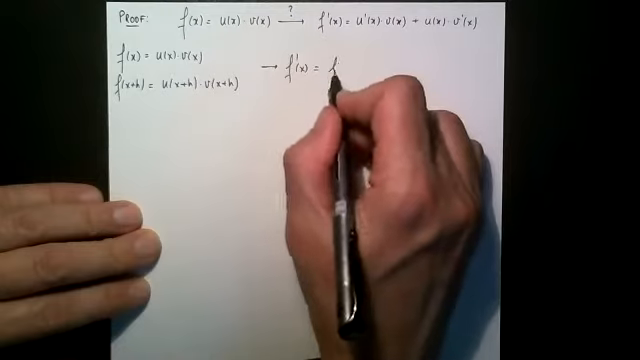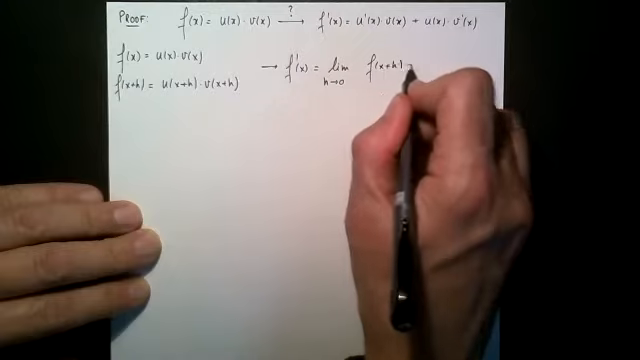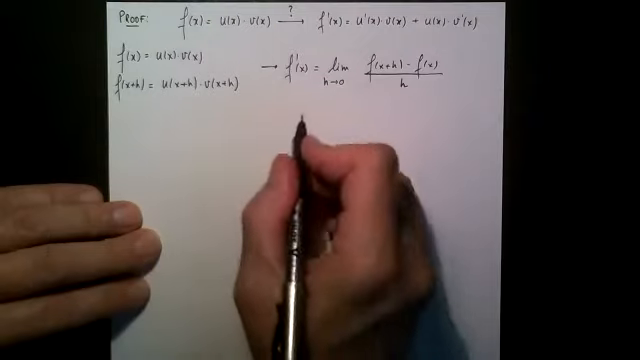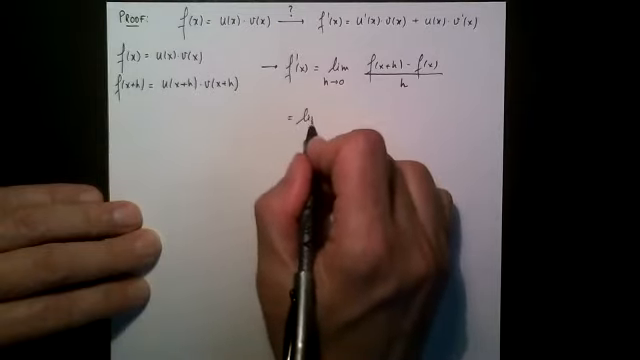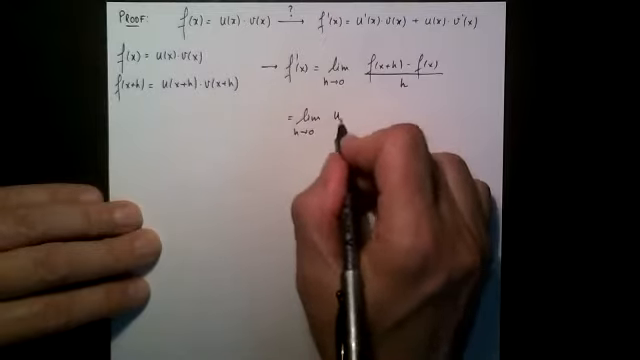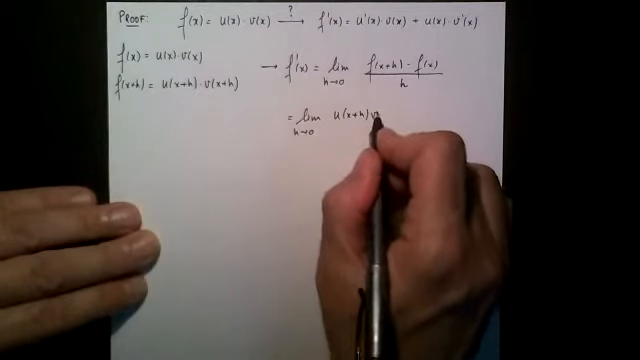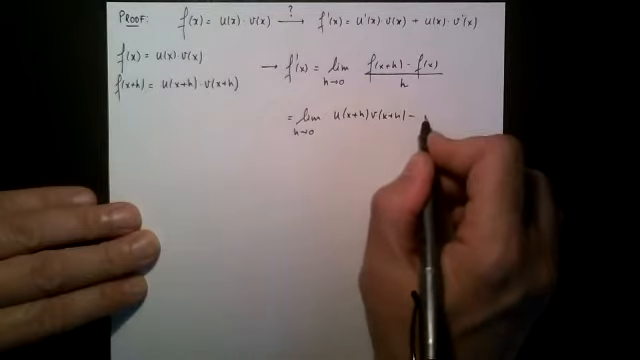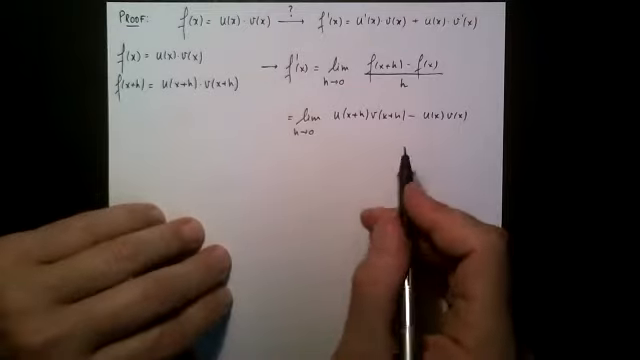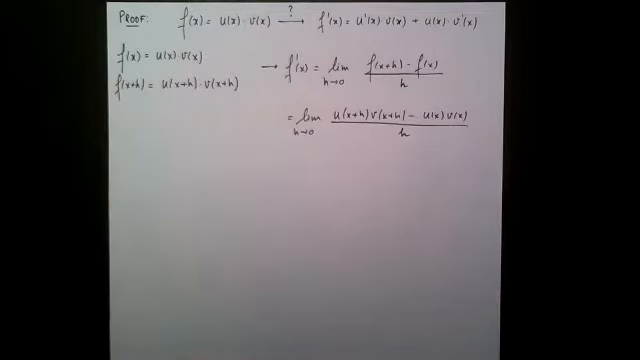Okay, so f prime of x will be the limit as h approaches 0 of, we know that it's f of x plus h minus f of x over h, which is the limit as h approaches 0 of, so f of x plus h is this thing here, u of x plus h, v of x plus h, minus u of x v of x, and all this over h. Okay, who's got questions until here?